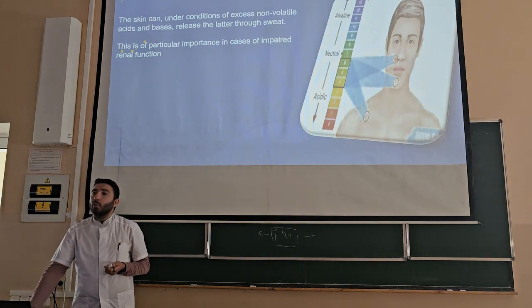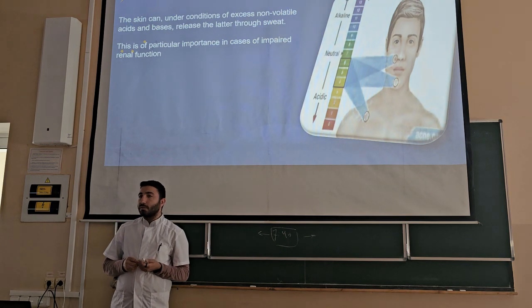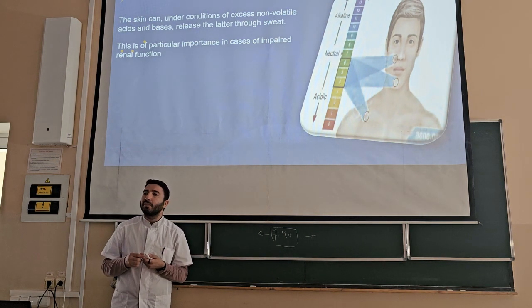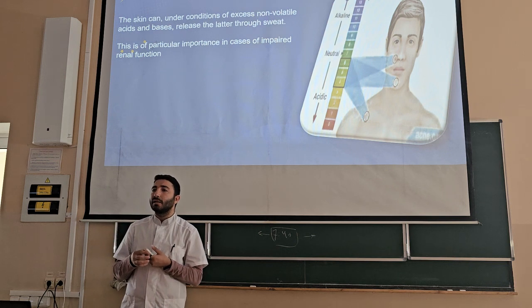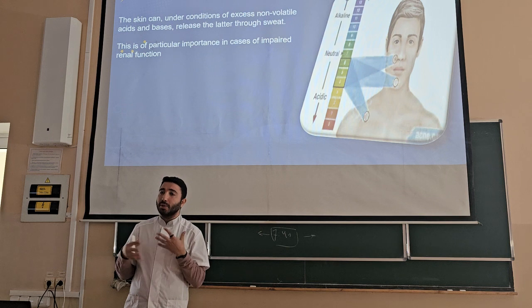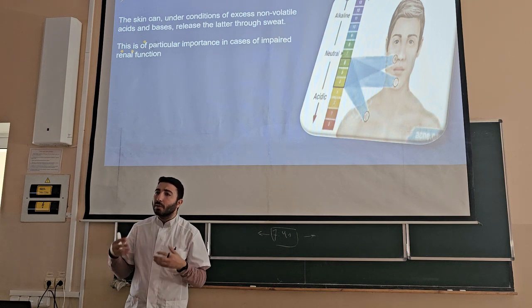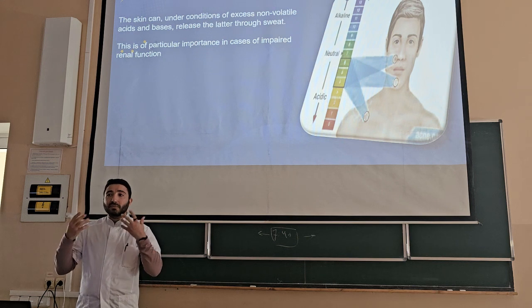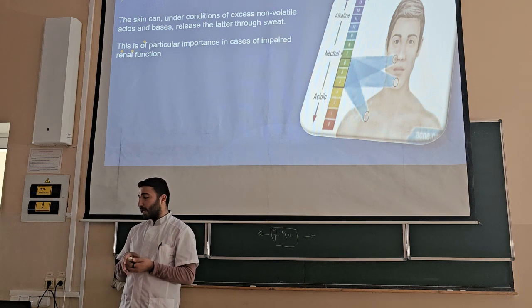Here as well, the role of the skin to maintain balance with sweating. Since the skin is a very wide system that produces many sweat glands, it also plays a role in releasing some ions with the sweating, or while we are sweating.